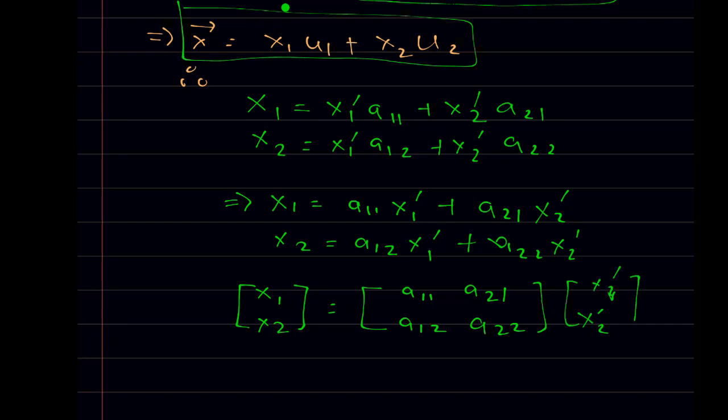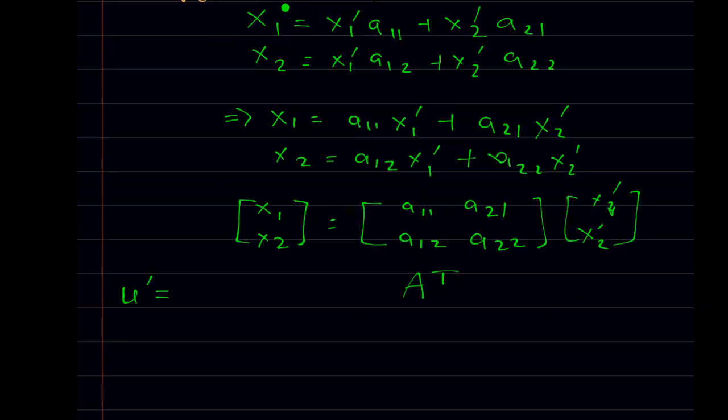Let me remind you that A was used to change the old coordinates to new. And what was A? A was A11, A12, A21, A22. So this was my A, and you can see that the matrix that transforms the coordinates is the transpose of the matrix that transforms the basis. I think the proof is very easy and it was very clear.